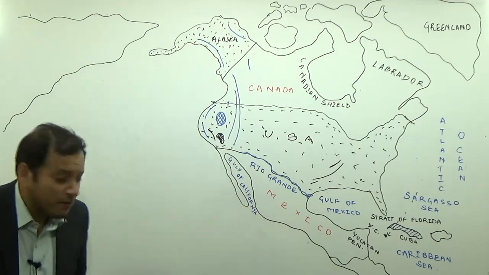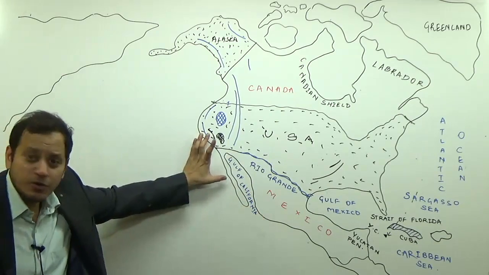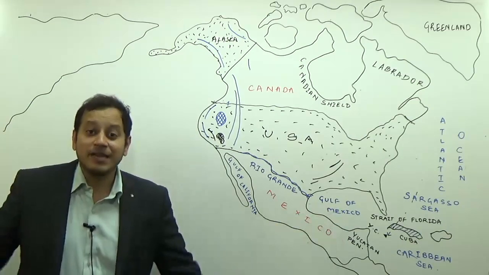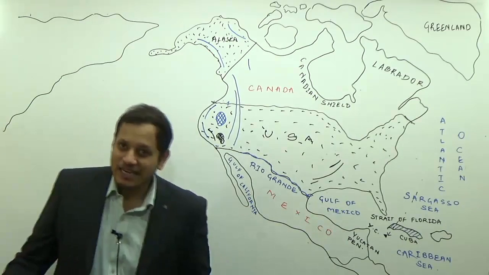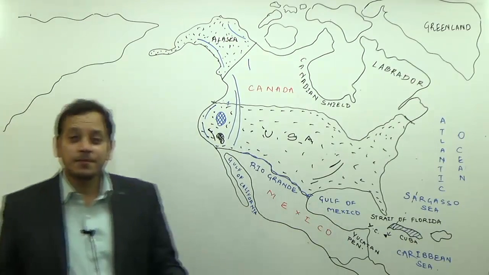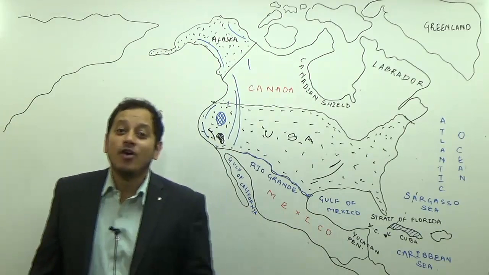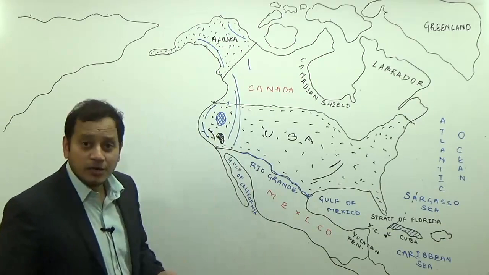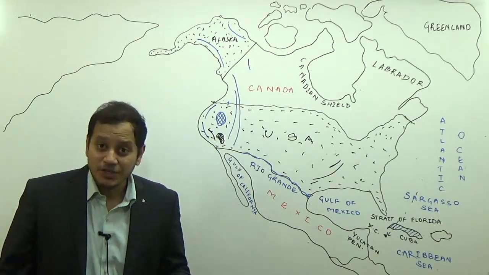Why is it known as the Gulf of California? Because the southern part of USA and this part of Mexico is known as California, the region of Hollywood, as well as Los Angeles, as well as the Silicon Valley region.